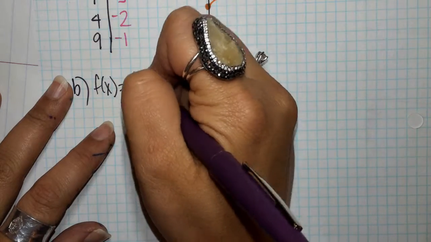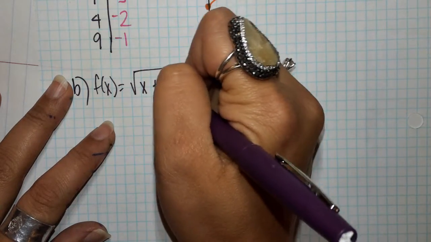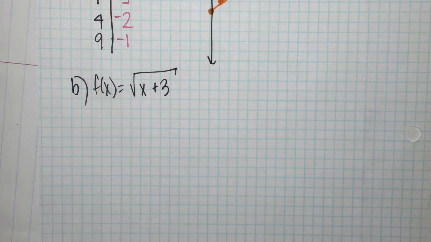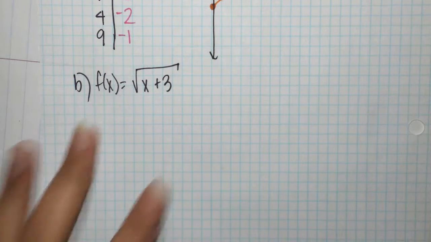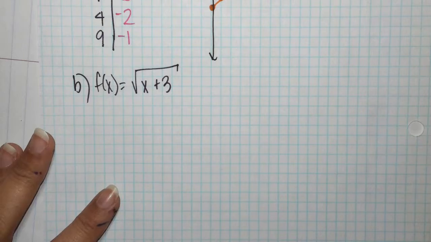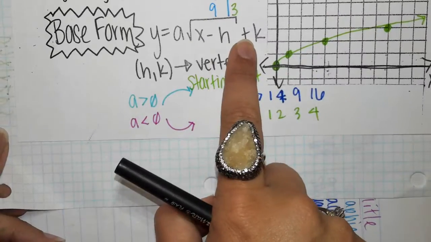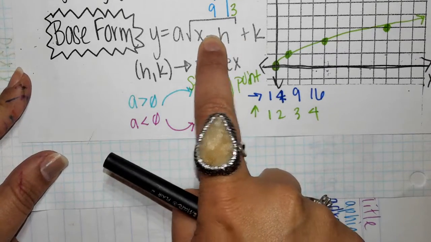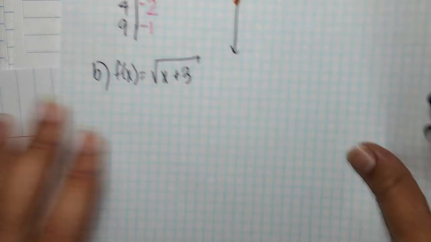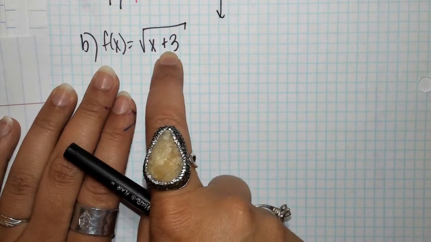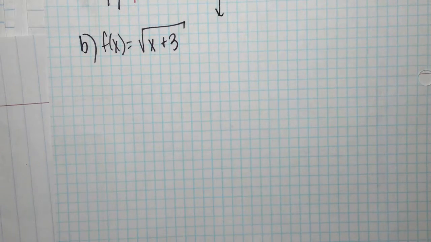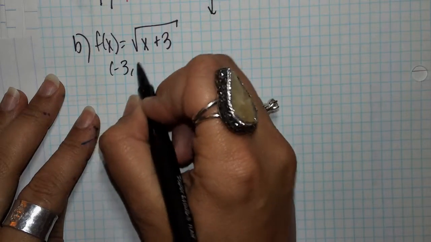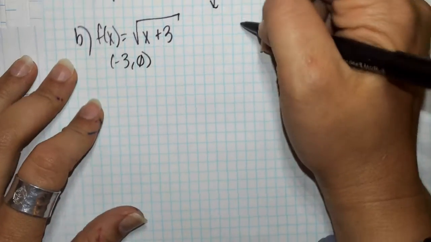Alright, we're going to do the square root of x plus 3. Now, I'm going to show you how to graph it in vertex form, and then I'm going to show you what the table will look like, okay? Now, we know that our vertex is (h, k). It's the opposite of whatever is inside and whatever number's on the outside. So what would our vertex, our starting point, be here? Negative 3, 0. Yes. Negative 3, 0. All right, let's draw our graph.